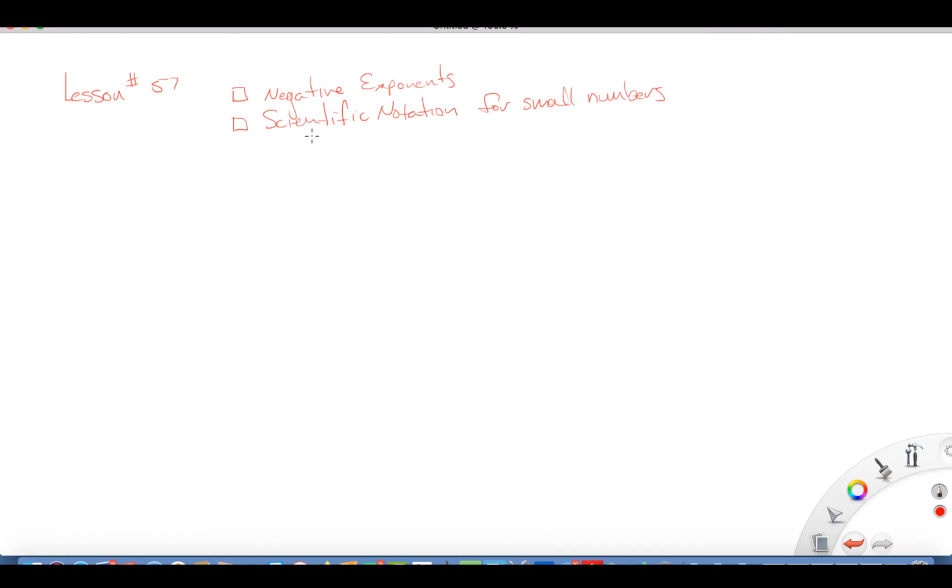Saxon Math Course 2, we are in Lesson 57 dealing with something called a negative exponent. And then we're also going to look at scientific notation with really small numbers. We've done large numbers before, but we're going to take a look at small numbers today as we consider this. Okay, let me give an example of a small number, and it has to do with negative exponents.